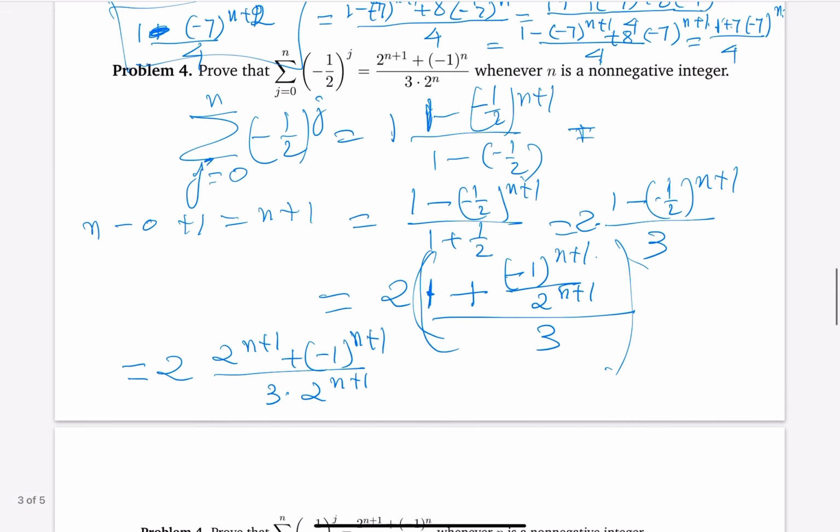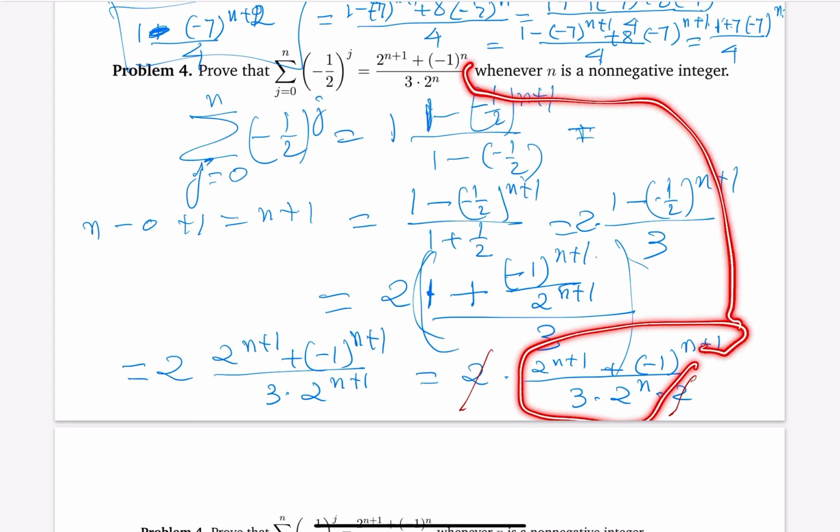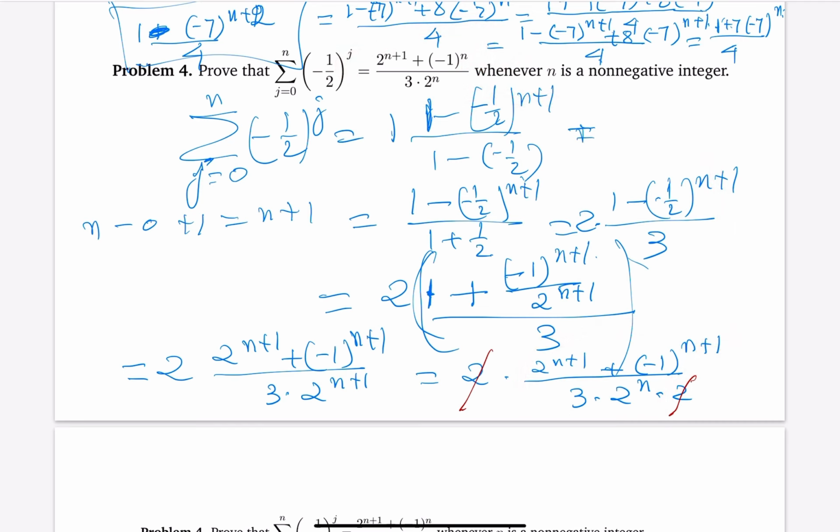So here, remember, it is 2 times 2^(n+1) plus (-1)^(n+1), divided by 3 times 2^n times 2. And you can tell the 2 will cancel out, okay? The 2 will cancel out and you end up having this one. That's what you need from here. That's what they ask you. That's it. Okay, I will do problem number 5.